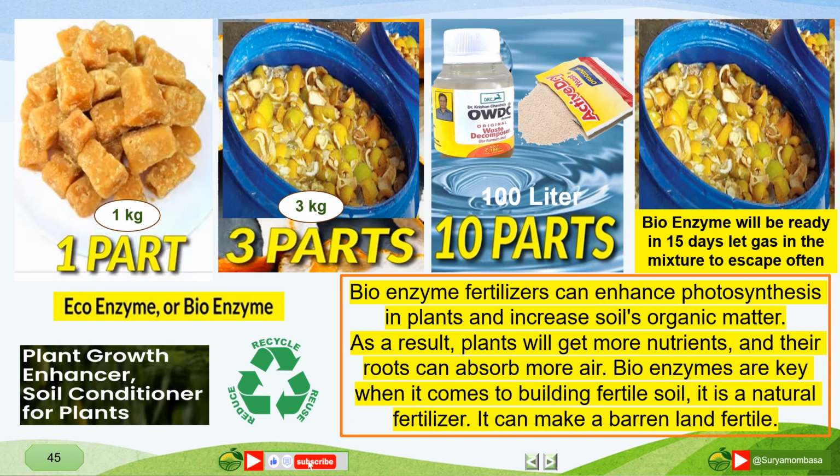Bioenzyme fertilizers can enhance photosynthesis in plants and increase soil's organic matter. As a result, plants will get more nutrients and their roots can absorb more air. Bioenzymes are key when it comes to building fertile soil. It is a natural fertilizer. It can make a barren land fertile. Fermentation basically produces either acids or alcohols. Acidic fermentation selectively kills acid-intolerant bacteria, and only the ones able to live in acidic conditions thrive. Mostly, fermentation yields lactic acids, acetic acids, and other organic acids.